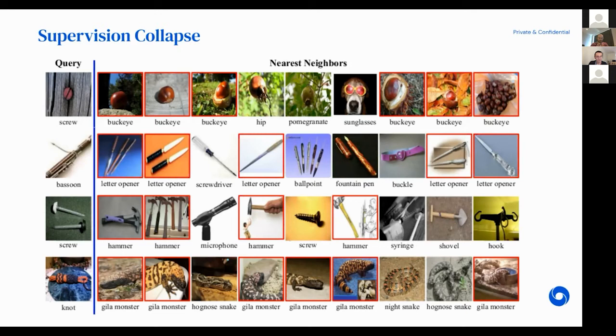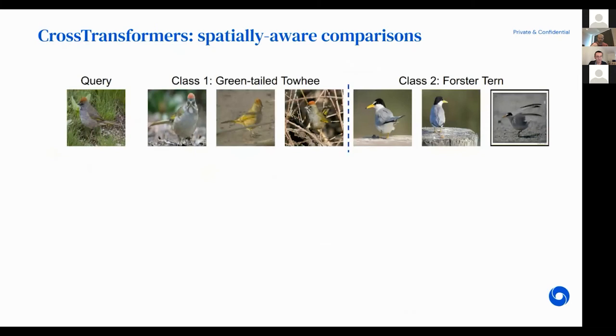And so in order to solve this problem, what if we could force the algorithm to compare the texture on that screw directly to the texture on that buckeye? Then maybe it might realize that there's some feature, this groove, that's not appearing elsewhere, and therefore it should be a little bit less confident in its predictions. So this is the intuition behind cross-transformers.